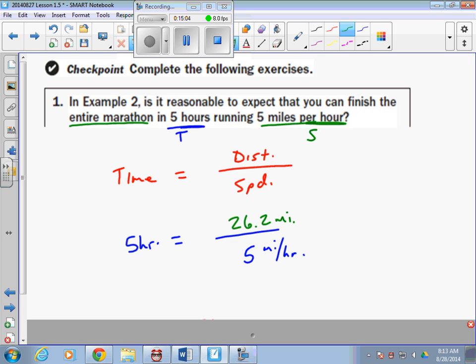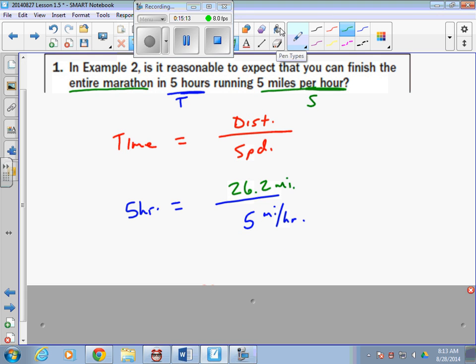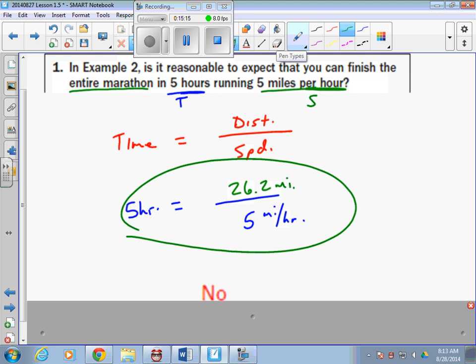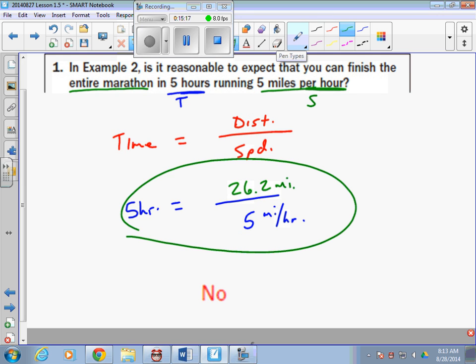But it's asking, if you divide 26.2 by 5, is it reasonable to see that you can run it in 5 hours? Is this a true statement? No, because when you divide 26.2 by 5, you don't get 5. You would have to divide the number 25 by 5 in order to get 5. If you're going only 5 miles an hour, you will not finish it in 5 hours. It's going to take you longer.